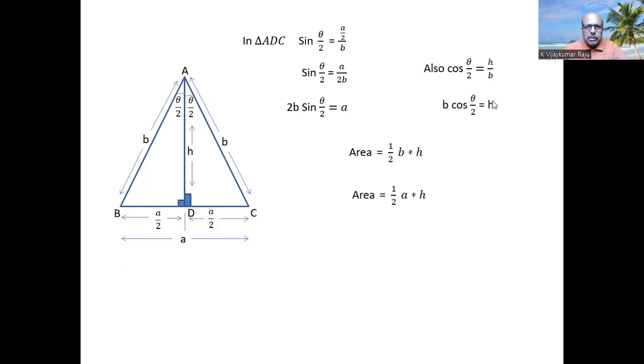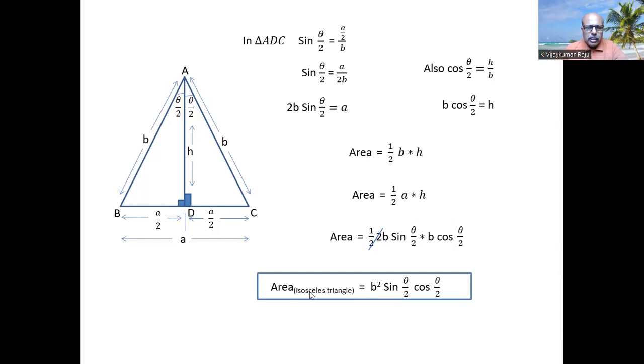A is this and h is this. Let's put it here: half into 2b sine theta by 2. A is this and b is b cos theta by 2. These two cancel. B and B is here, so B into B is B square, sine theta by 2 cos theta by 2. So the area of an isosceles triangle is also given by B square sine theta by 2 cos theta by 2.